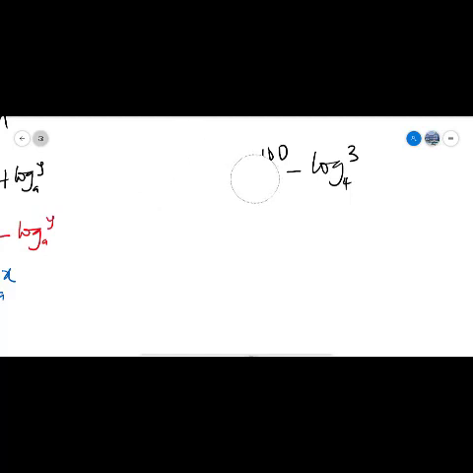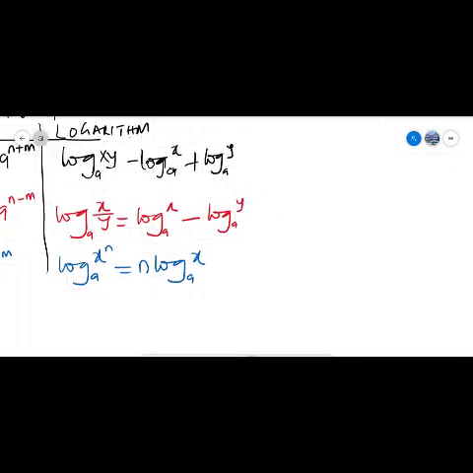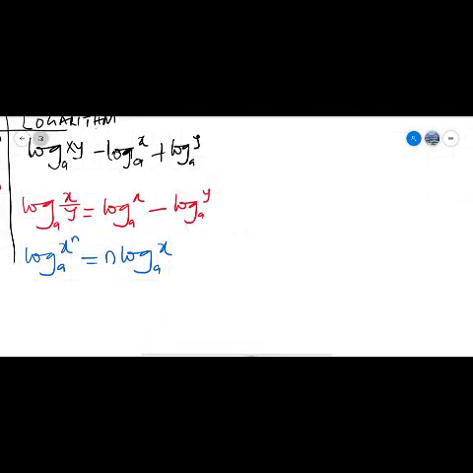Alright, now there are some other things you must take note of under the laws of logarithm. You must also note that the log of any number to its own base is 1. So you have something like log b base b, you're going to have 1. Of course, if I have log 10 base 10, the answer is going to be 1. So you must take note of this.